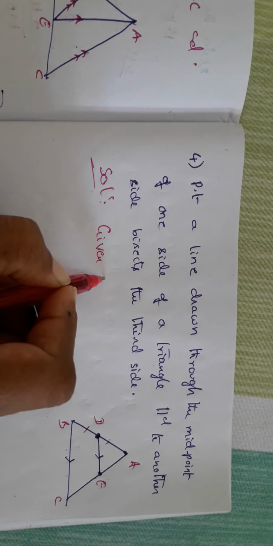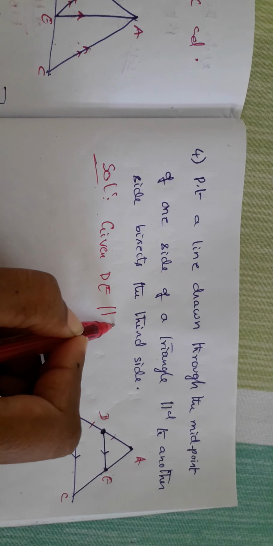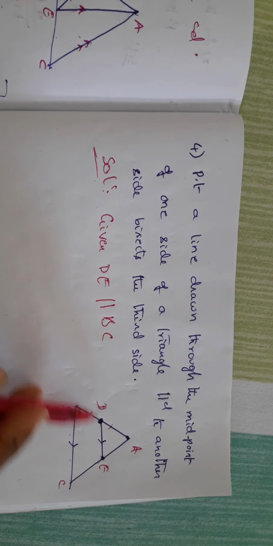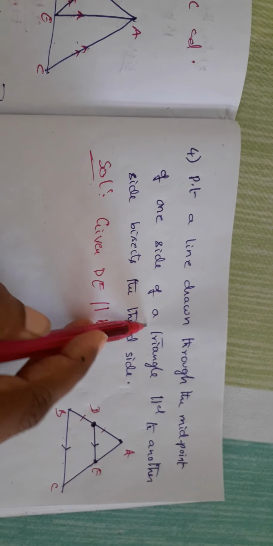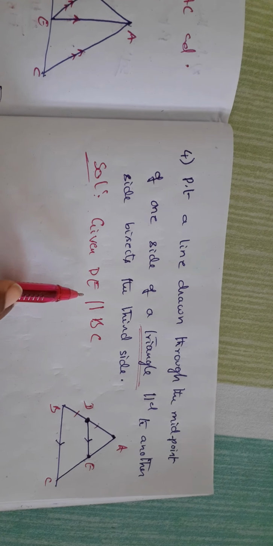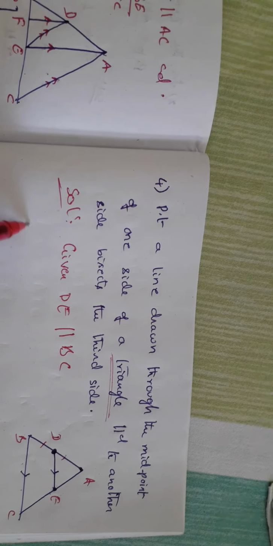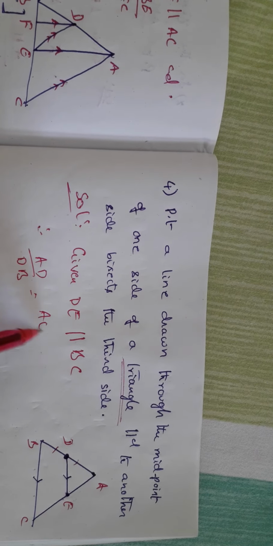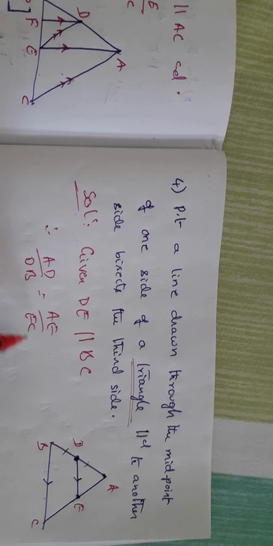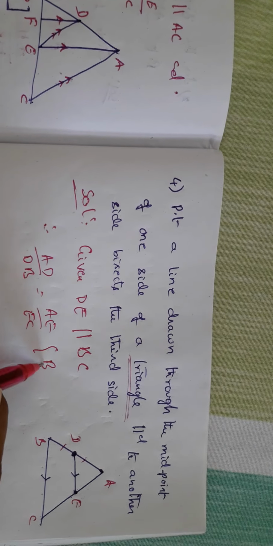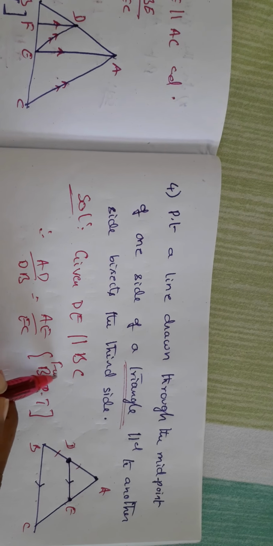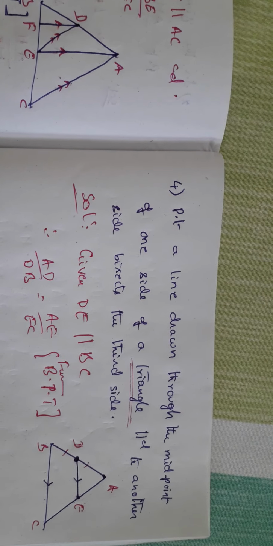So given DE is parallel to BC, isn't it? Because we drew it, right? So after drawing, it is what is given, because this is how we are drawing parallel to another one, right? So therefore, AD by DB is equal to AE by EC. Right? This is from the basic proportionality theorem.